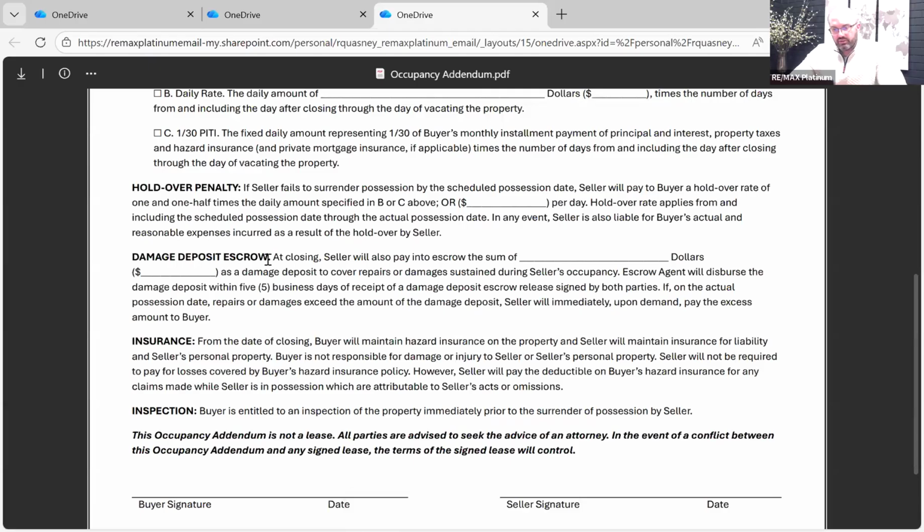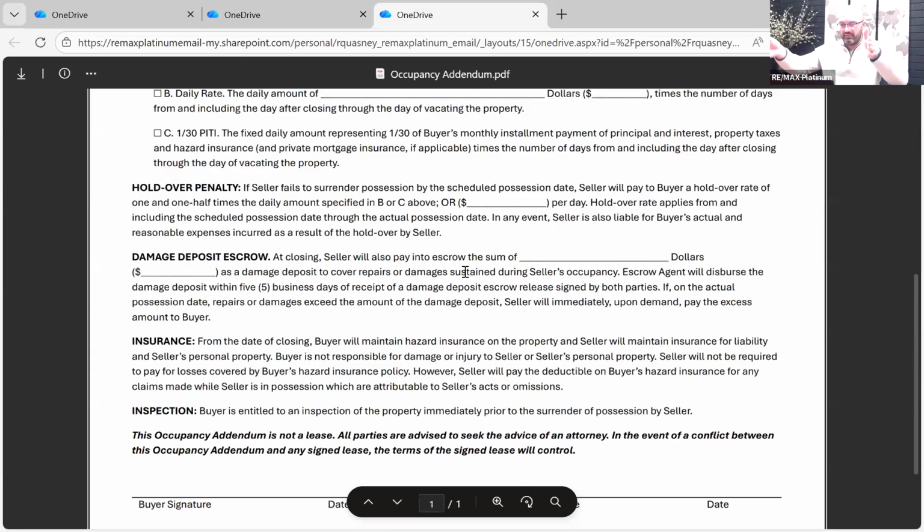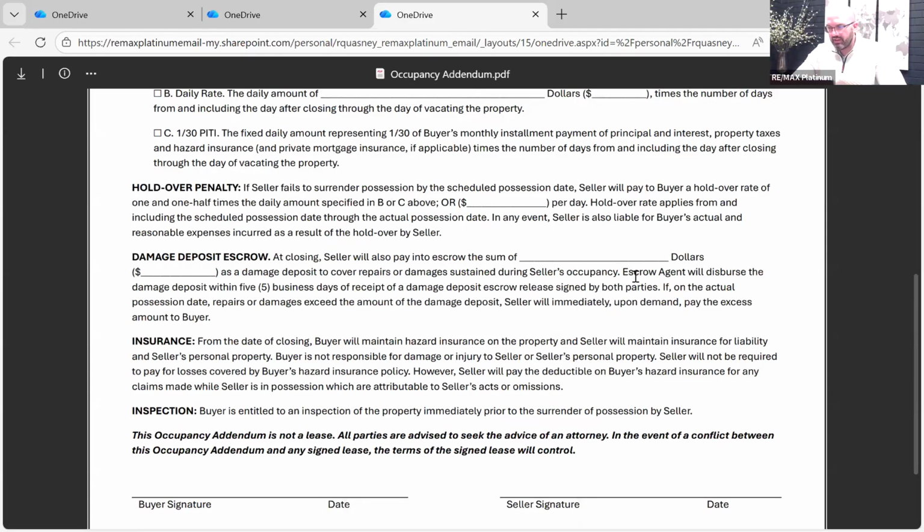All right, damage deposit escrow. At closing, seller will also pay into escrow the sum of blank dollars, so $2,000, as a damage deposit to cover repairs or damages sustained during seller's occupancy. So not damages that just happen to be at the house, but only those damages sustained during the occupancy period, from the time they closed to the time they vacated and turned in keys.